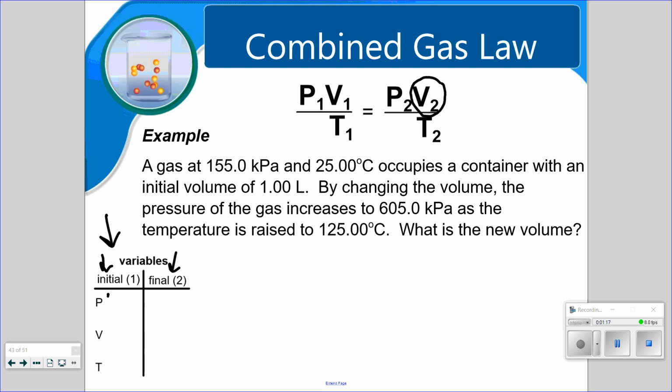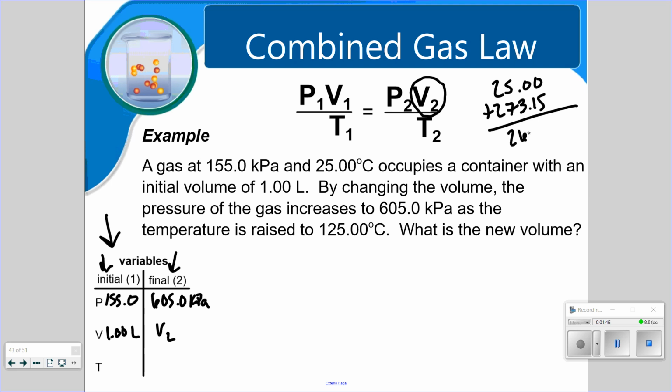So my initial pressure is 155.0 kilopascals. My final pressure is 605.0 kilopascals. My initial volume was 1.00 liters. My new volume, we don't know, so I'm going to leave that as the variable V2. My initial temperature is 25.00 degrees Celsius. So to that, I have to add 273.15. When I do that, I get 298.15. And my new temperature is 125.0. And again, I have to add 273.15 to that, and I get 398.15.